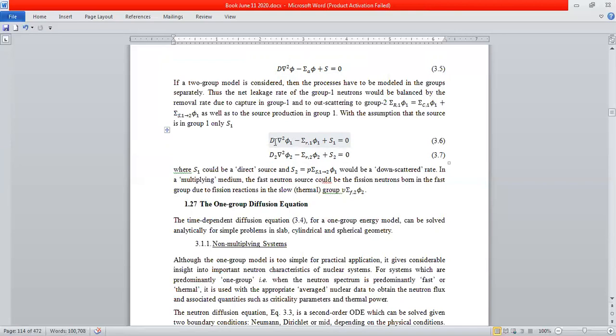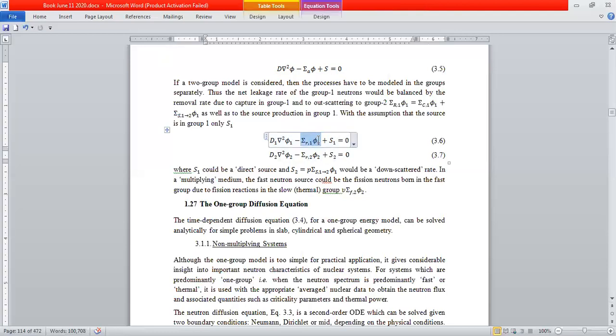There's leakage in the fast group. Fast neutrons could just leak out of the boundaries. They could disappear. So the fast source minus the loss term of the fast neutrons minus the leakage of the fast neutrons is 0. So here is a balance equation for fast neutrons. Now, let me just look at the loss term first.